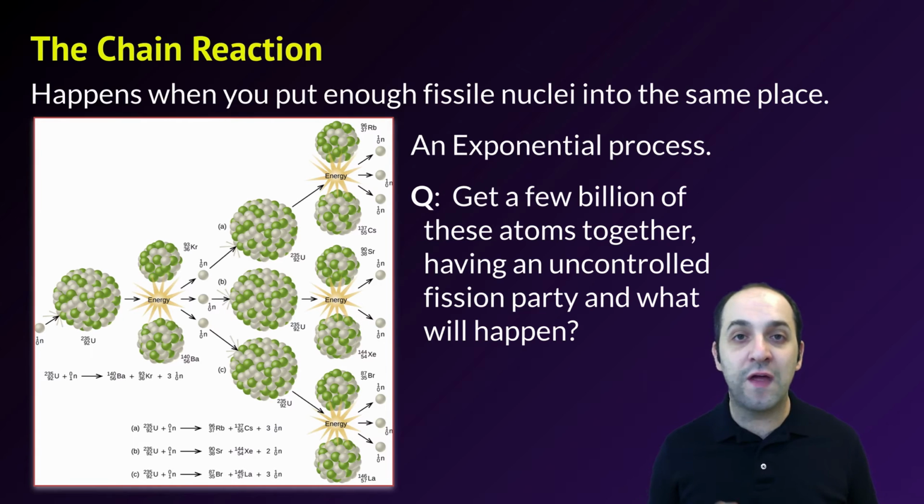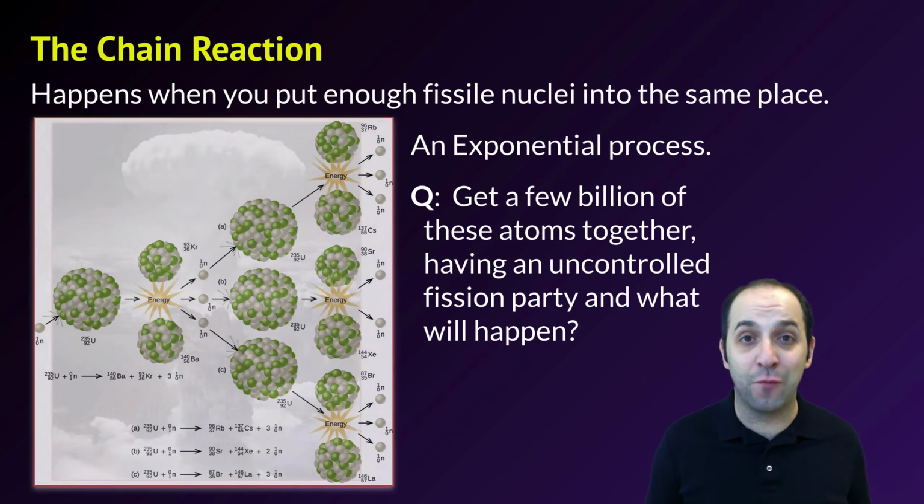And so if we consider that just a few of the isotopes that we're aware of can undergo fission, only a few of those can actually undergo this chain reaction process. But of those, if you get a few billion of them and put them together and you just start the fission party by throwing a neutron at one of them, my question to you is, what do you think is going to happen? Any thoughts?